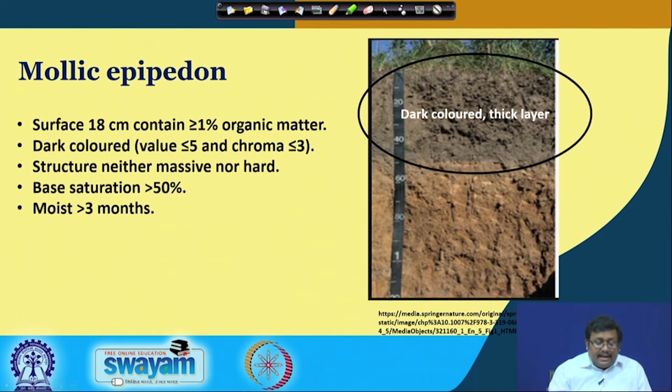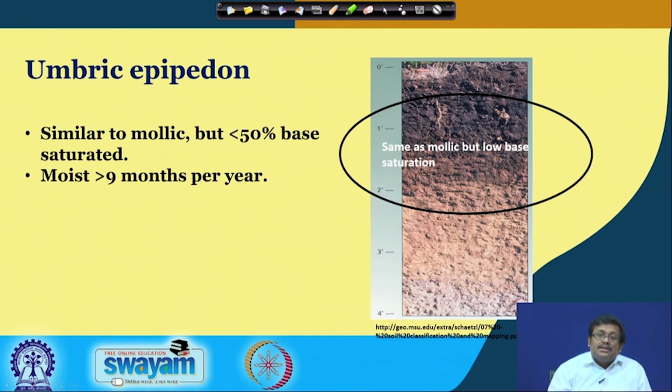Let us see what is the next. The next one is called umbric epipedon. Now, umbric epipedon is also similar to mollic, but with less than 50% of base saturation. It also looks like mollic, it is dark in color, thick, and it has been moist for more than 9 months of a year. So, that is the difference between mollic and umbric.